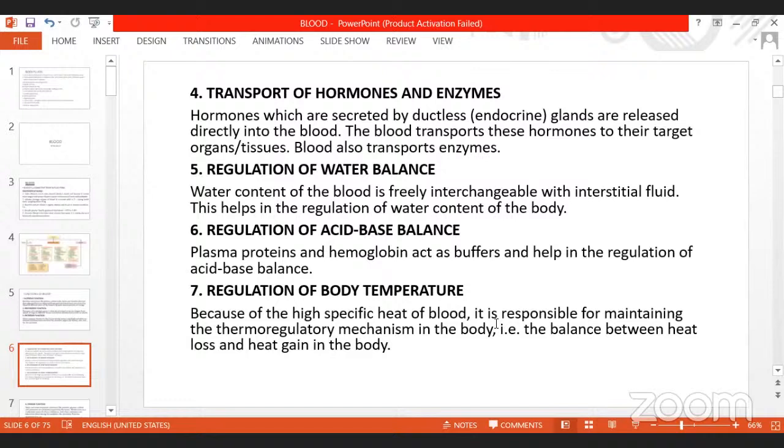And again, coming to the body temperature, the high specific heat of the blood is responsible for maintaining the thermoregulatory mechanism in the body, that is the balance between heat loss and heat gain in the body. So the blood is circulating. The circulated blood from one part to the other is getting cooled and getting heated on its own.